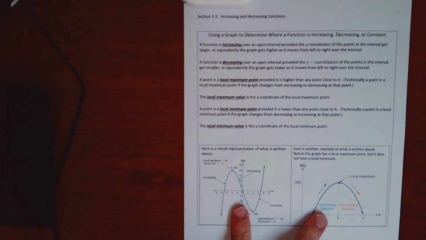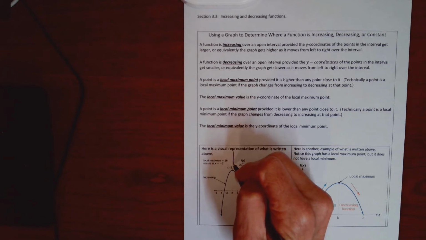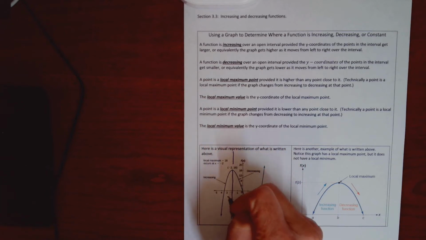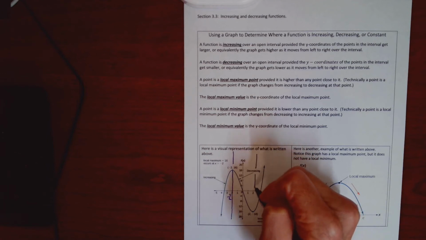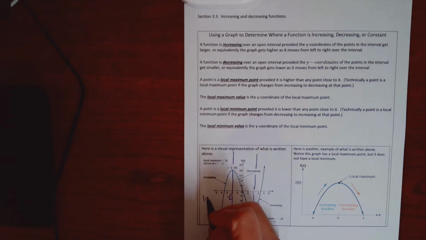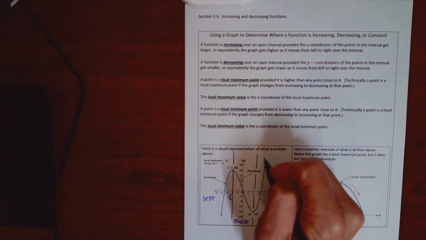I have two graphs written at the bottom of the page that I must have lifted from Google Images, and I point little arrows to increasing intervals. So with the graph that I have drawn here, I'm going to split it into three regions: a left region, a middle region, and a right region.